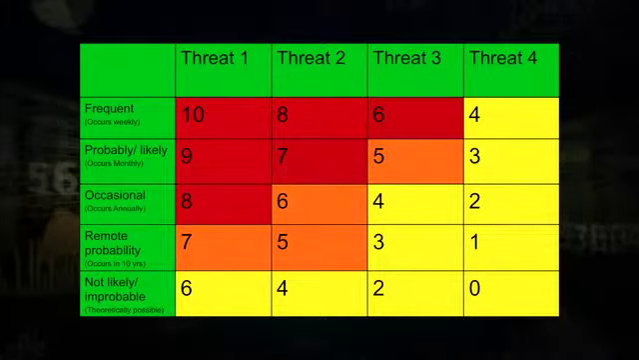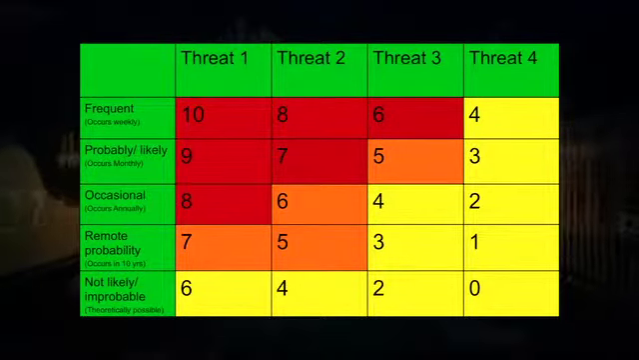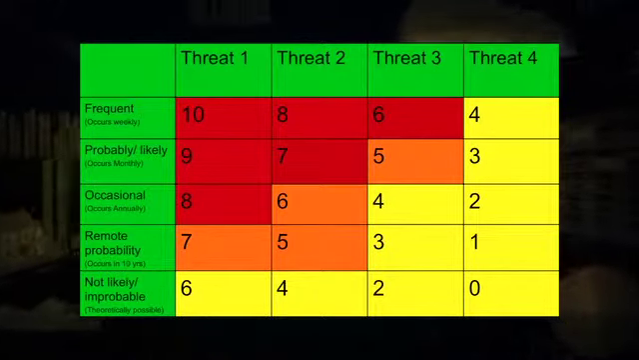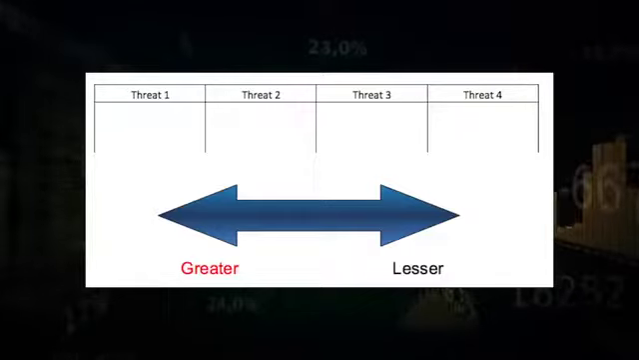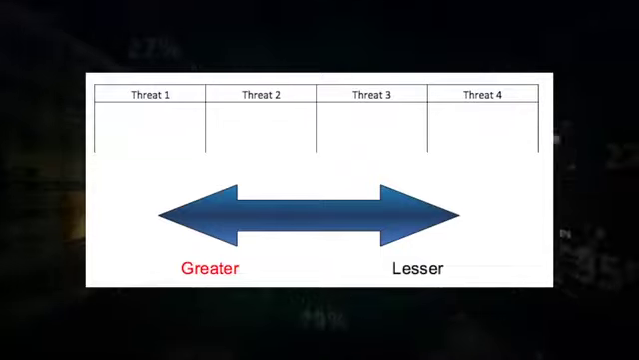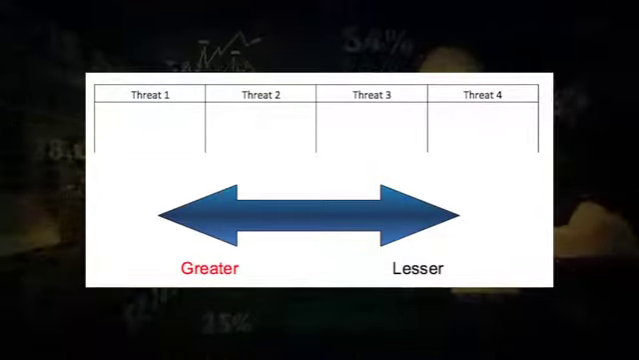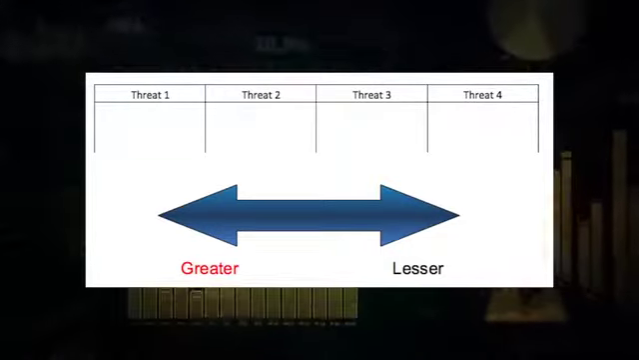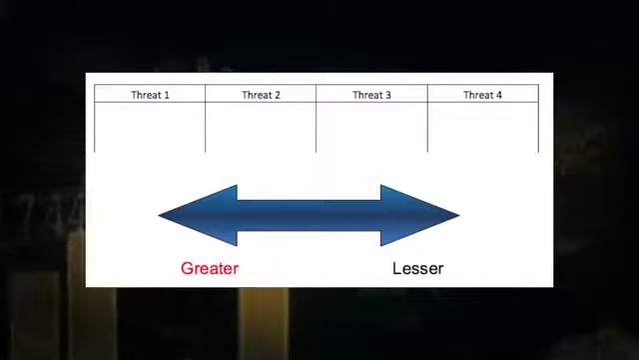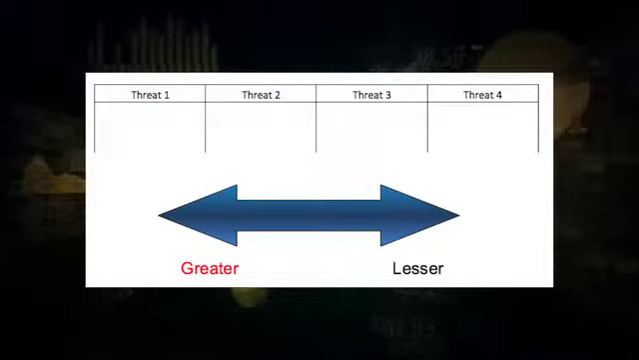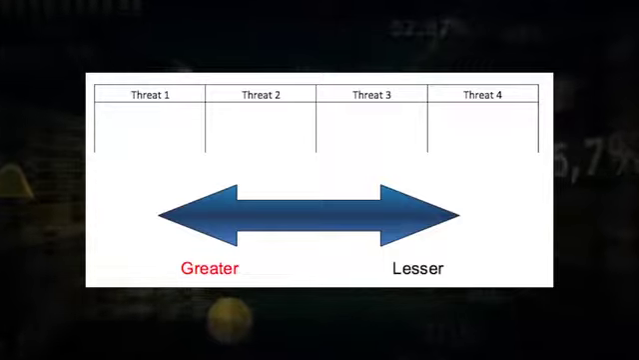Quantifying risk. What is the magnitude or the impact of the risk for our personnel or for our organization? We're going to place it into a threat 1, a threat 2, a threat 3, or a threat 4 category. Remember that threat 4 has a lesser impact and threat 1 has the greater impact.